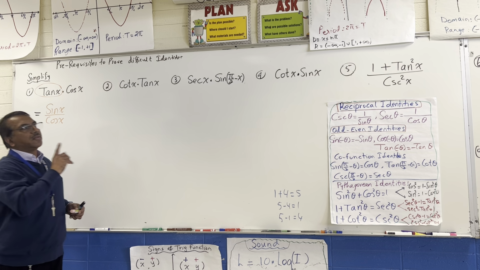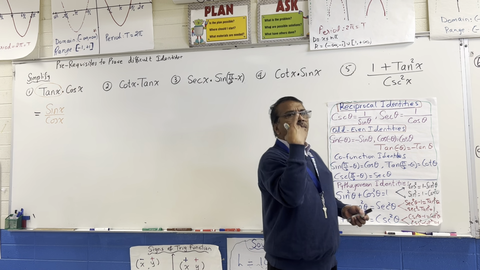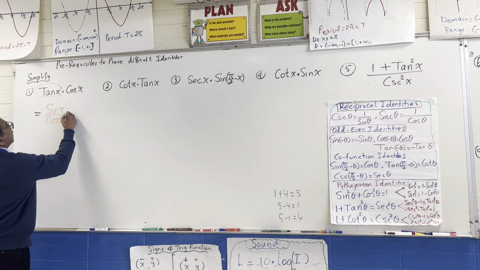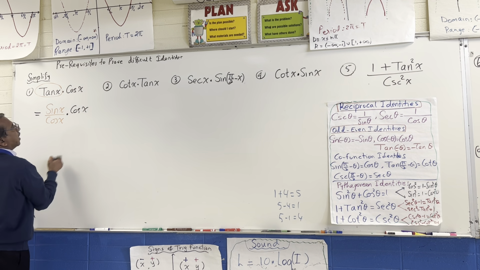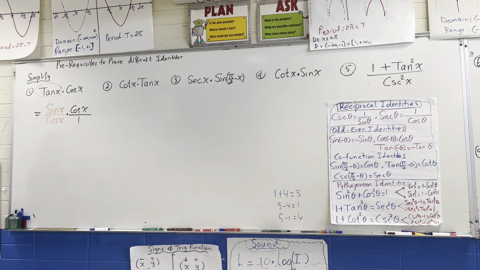Eventually the goal of this is, oh Rebecca, why do you have to write all this? Can't we do it mentally? Yes, you can do it mentally. And this is cosine of x, correct? Now cosine of x means it is divided by 1. You don't have to write that, but just.